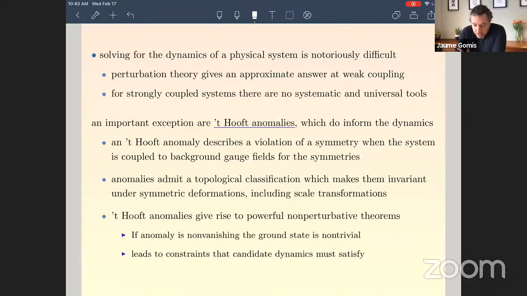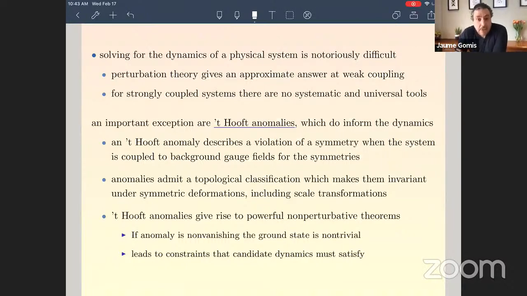Okay. So an important exception to this statement is exactly the subject of 't Hooft anomalies, which do tell us something about the dynamics of the actual system. Of course, I'll describe in more detail, more systematically, what the 't Hooft anomaly is, but let me just say now that it does two things. Well, the main thing it does is that it does tell us something about the dynamics.